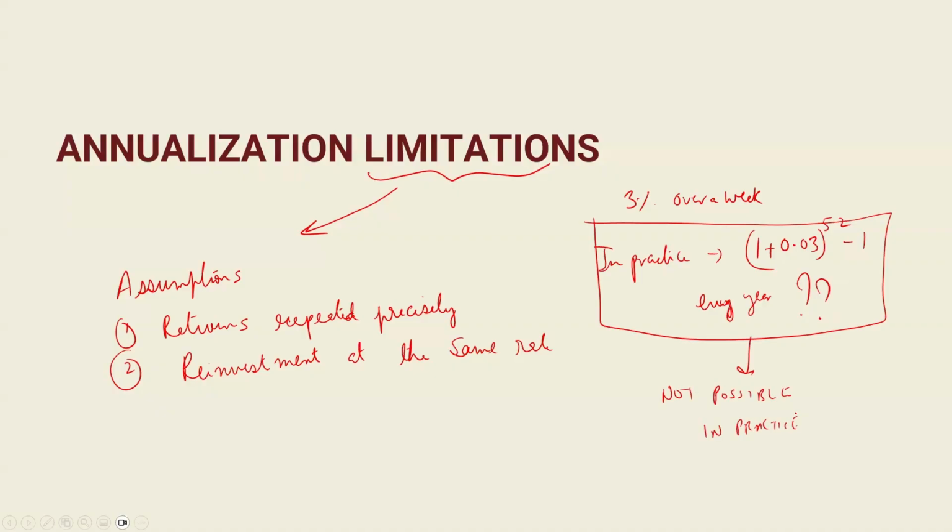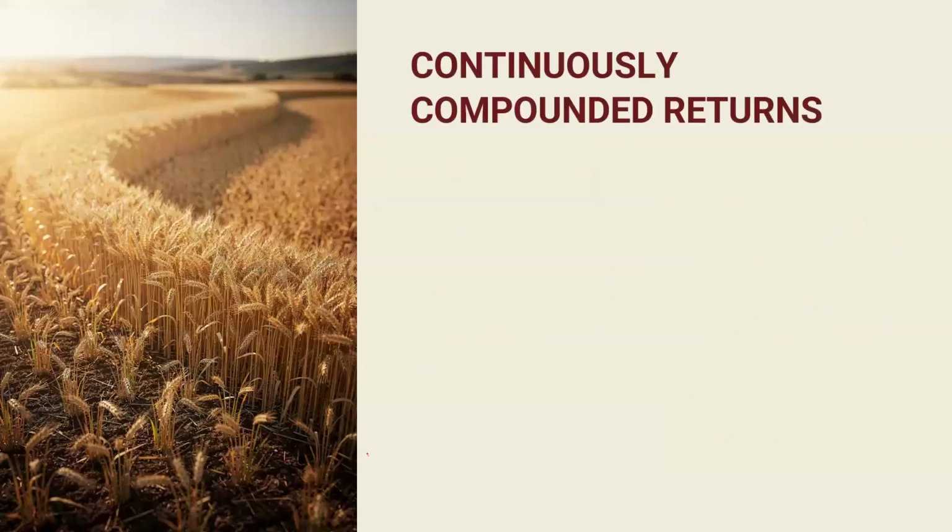Market conditions are constantly changing, right? So that is why we have to be very cautious in using these conversions, especially from short term to annual. It is okay for comparison purposes sometimes, but it is not at all okay for prediction purposes. Okay. Next is continuously compounded returns.